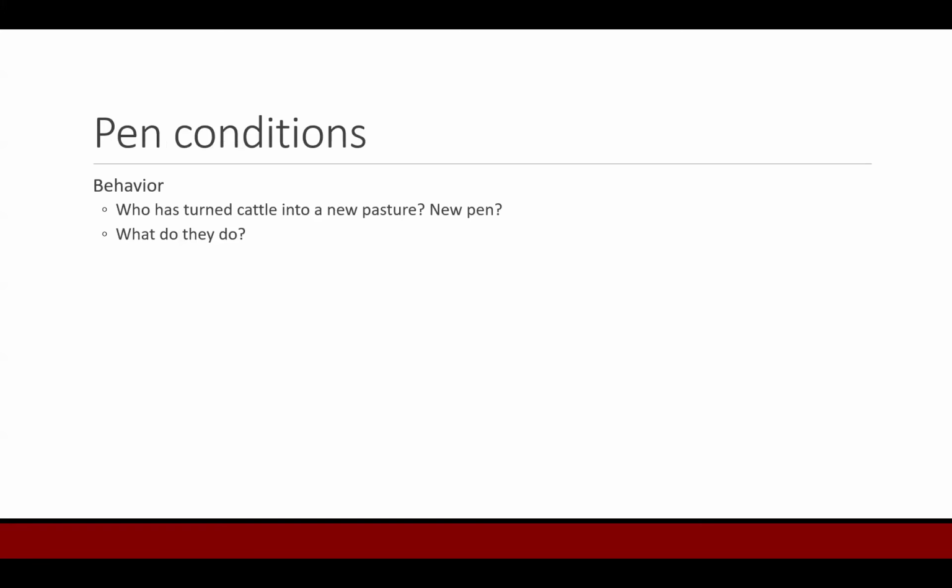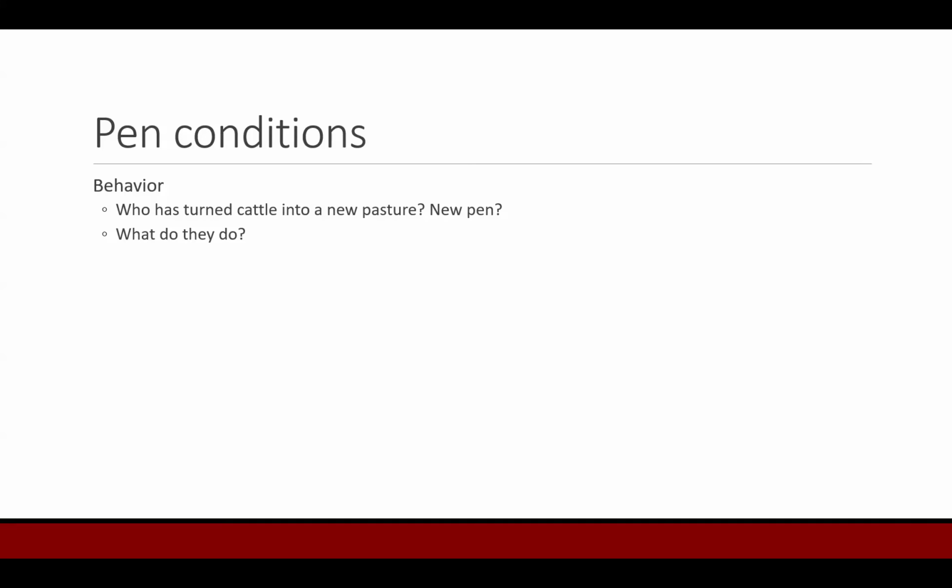All right. So a little bit on behavior. Pen conditions have a big impact on how cattle first interface with their new environment. Who has ever turned cattle that you just bought out onto pasture? What about into a dry lot, a new pen? What's the first thing they'll start doing? They'll walk the exterior of that location.